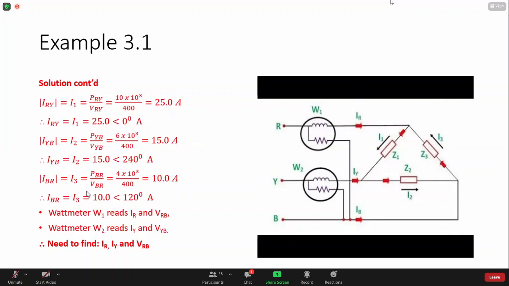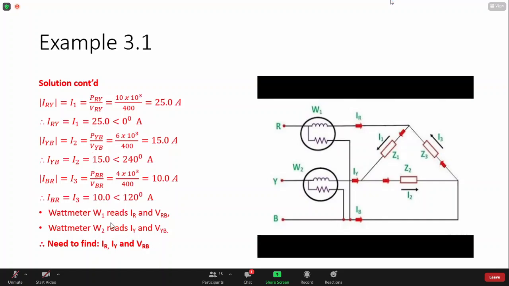Yes. All right. And I3, similarly, we'll work it out the same way. PBR divided by VBR, and that gives you 10 amps, and 10 amps at angle 120 degrees. All right. And by now you would know what each wattmeter is reading in terms of current and voltage. So that's what is stated here.